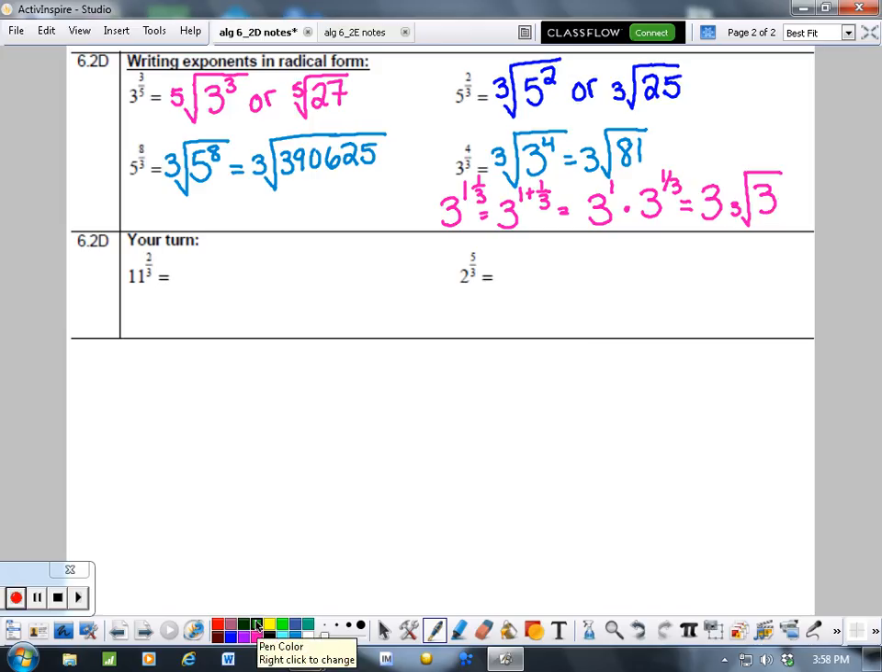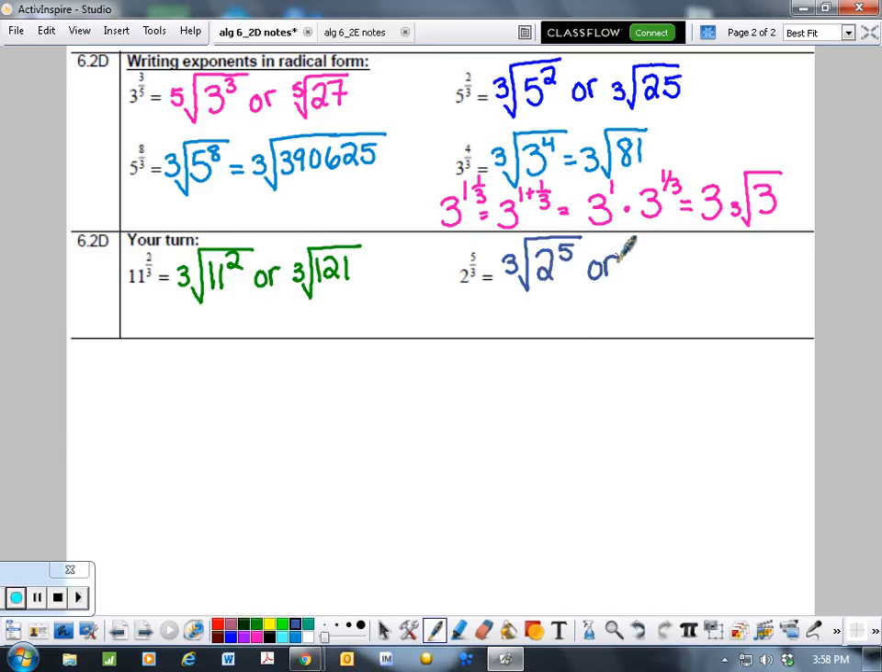Okay, our next one, 11 to the 2/3 power. So 3 is our bottom, so it's going to be a third root of 11 squared. And 11 squared is 121. So this is really the third root of 121. And then 2 to the 5/3 power is really the third root, because 3 is on the bottom, of 2 to the 5th. And 2 to the 5th, I'm pretty sure is 32, yep. So it's a third root of 32.